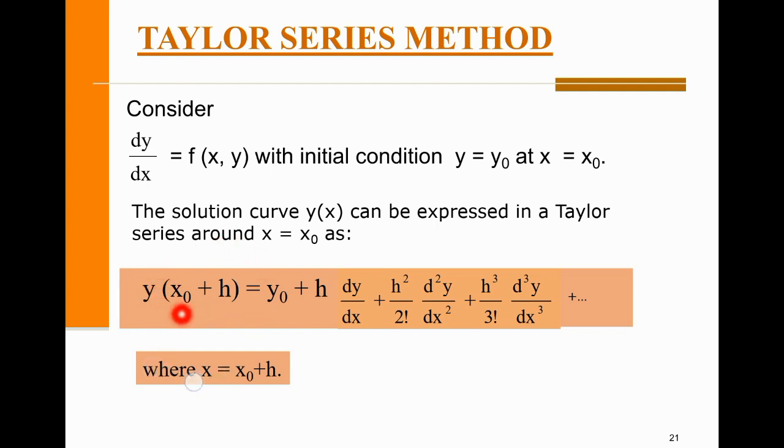In your previous classes, as you have expanded the series, what will be the series? y at x0 plus h will be equal to y0 plus h y dash plus h square by 2 factorial y double dash plus h cube by 3 factorial y triple dash and so on. So this is your standard Taylor series, as you have learnt in your previous classes.